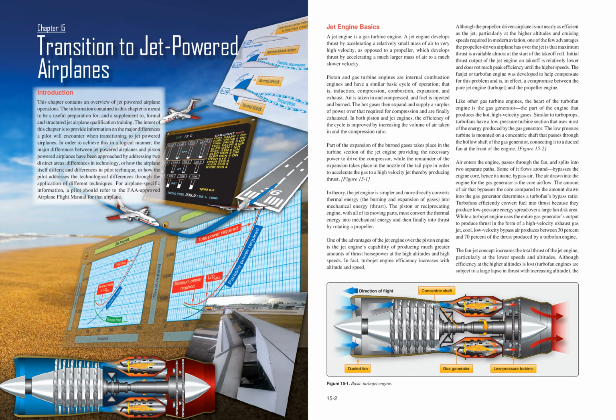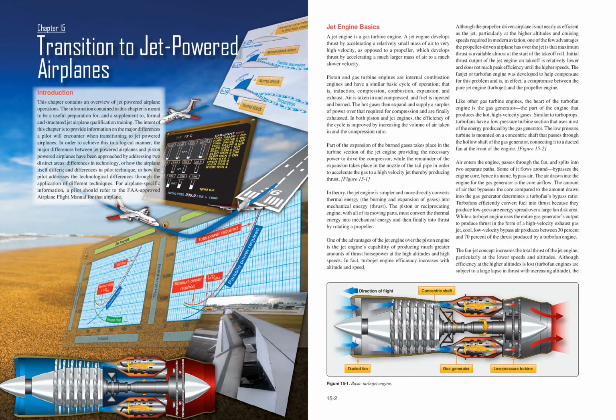15:1. Jet engine basics. A jet engine is a gas turbine engine. A jet engine develops thrust by accelerating a relatively small mass of air to very high velocity, as opposed to a propeller, which develops thrust by accelerating a much larger mass of air to a much slower velocity. Piston and gas turbine engines are internal combustion engines and have a similar basic cycle of operation, that is, induction, compression, combustion, expansion, and exhaust.